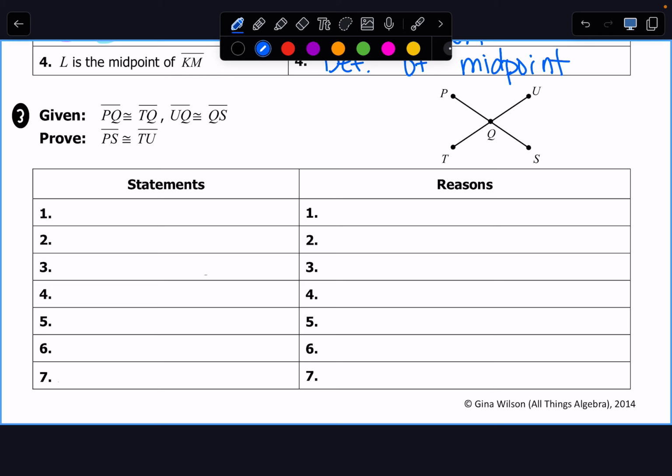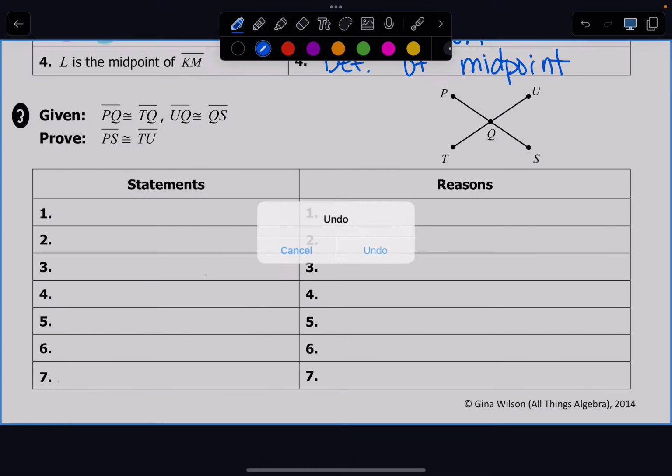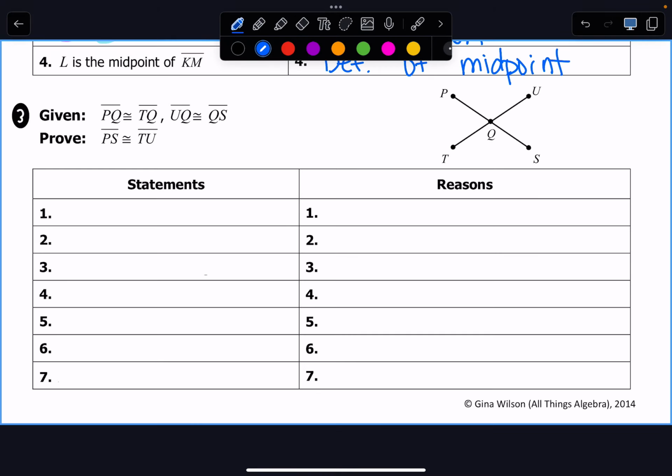Okay, so what is the first thing we should do with any proof? Prove it. We need to write the given. PQ is congruent to TQ, and UQ is congruent to QS. Given. And you know what I'm going to do? I'm going to look at my picture.